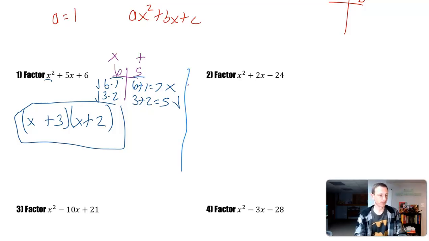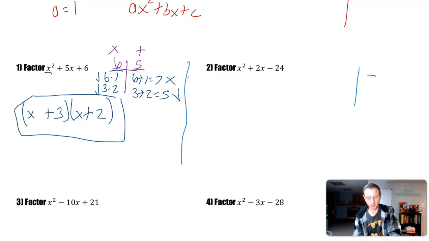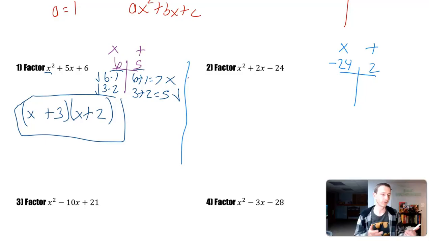Let's take a look at the next one. Factor x squared plus 2x minus 24. So we want two numbers that multiply to negative 24 and add up to 2. If we want it to multiply to a negative and add up to a positive, we know one number must be negative and one number must be positive, right? Because we want it to multiply to a negative. If we want to multiply to a negative, you've got to have one being negative. So that gets a little difficult. That's when we really have to play around with the pairings of numbers.